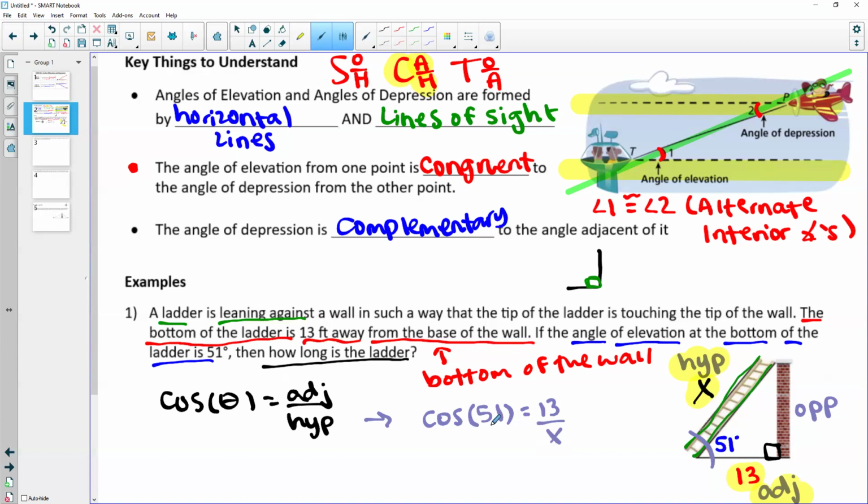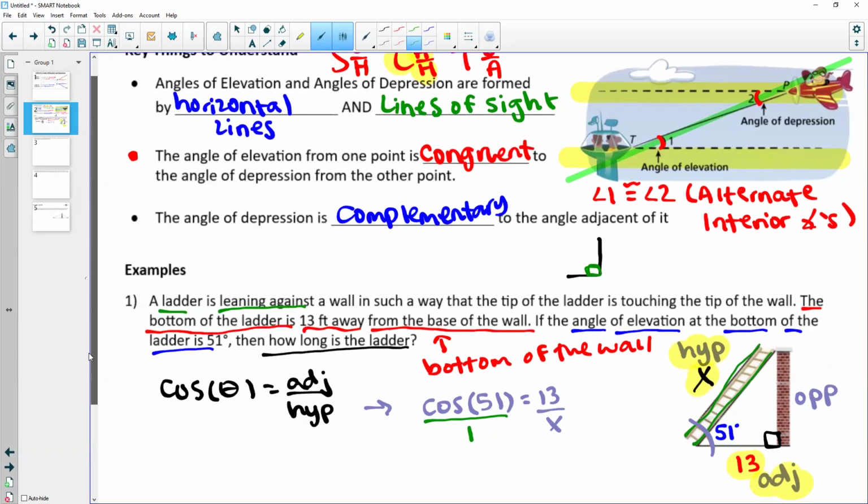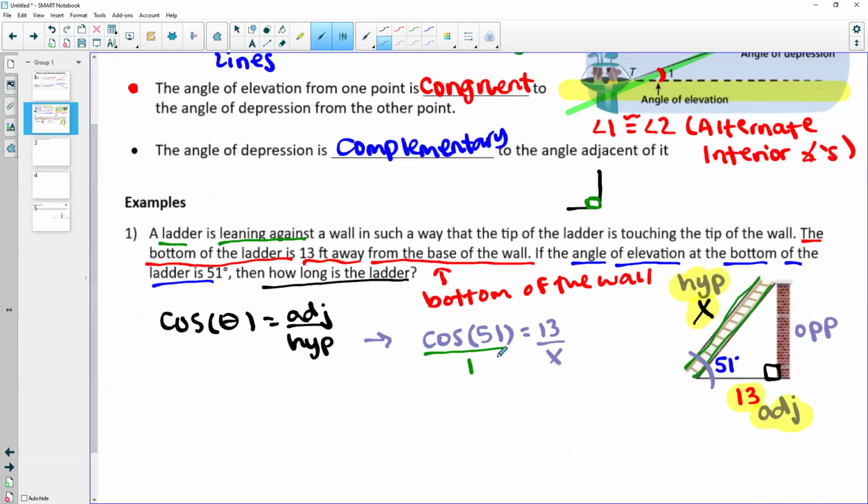So now that we have this set up, we want to find the value of x. If you have me as your teacher, Mr. Barbie, what I told you guys to do is put the left-hand side of your equation over 1, and now we can cross multiply. If we cross multiply here, 1 times 13 is 13. And then x times cosine of 51 is x times cosine of 51.